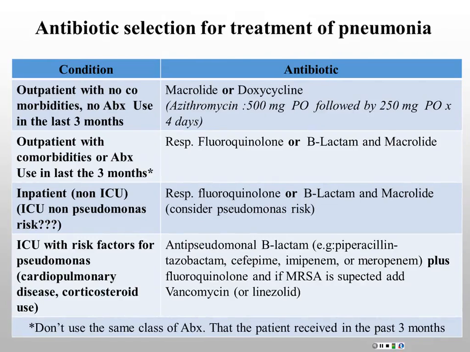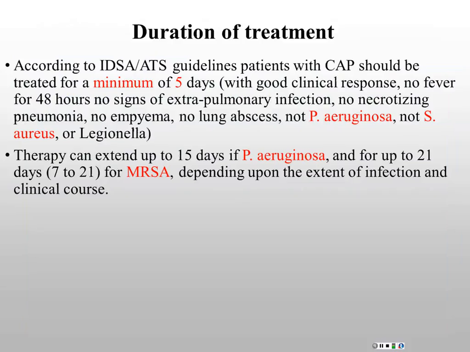and you can do the double coverage for pneumonia with the Pseudomonas, meaning that you will have anti-Pseudomonal antibiotic and the fluoroquinolone. And if MRSA is suspected, such as severe necrotizing pneumonia, and the patient has risk for MRSA, positive nasal swab, then you may add vancomycin or Zyvox.